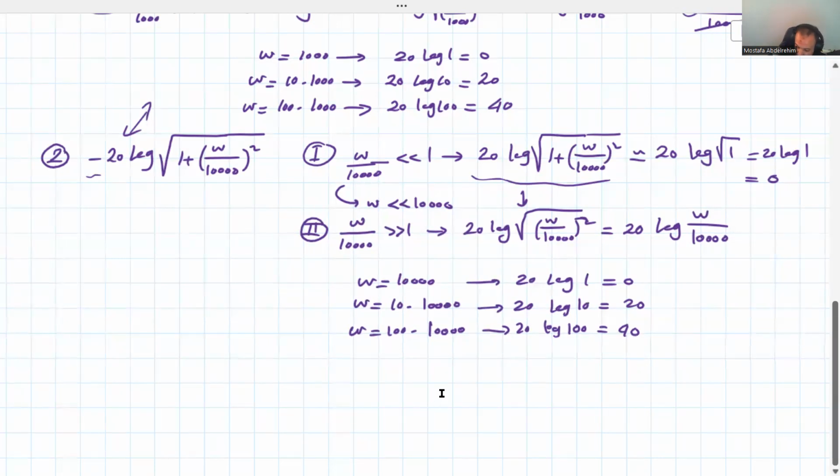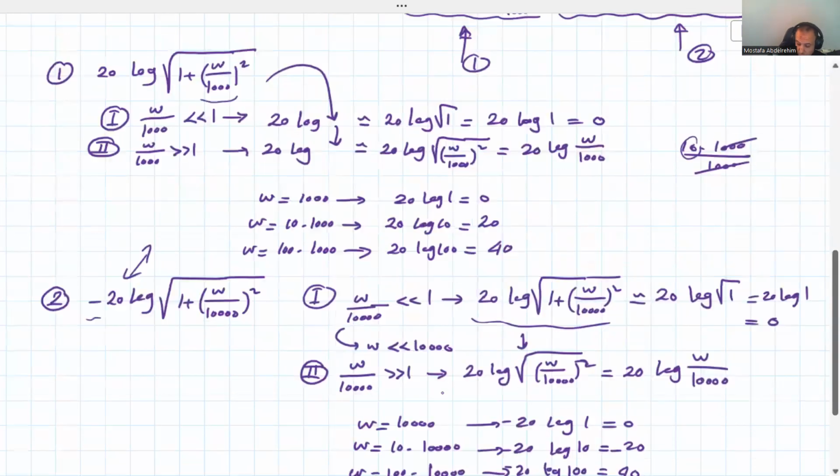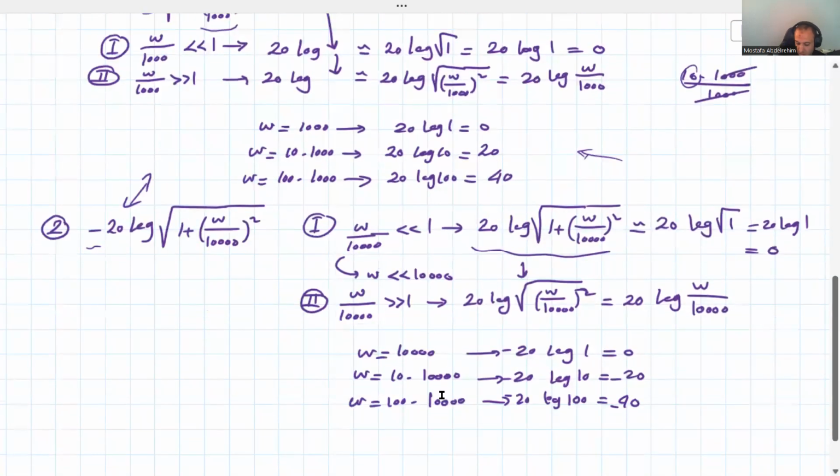Okay. Oh, I'm sorry. There is a minus. Oh, that's the common mistake that I usually make. Minus 0 is 0, of course, 0. Minus 20, minus 40. So if you continue, it will be minus 60, minus 80, and so on. It's exactly opposite to this one, although there is a shift in this, because here we start by 1,000, here we start by 10,000.